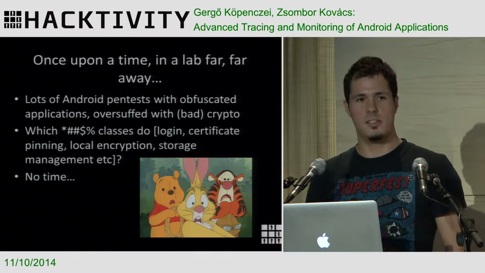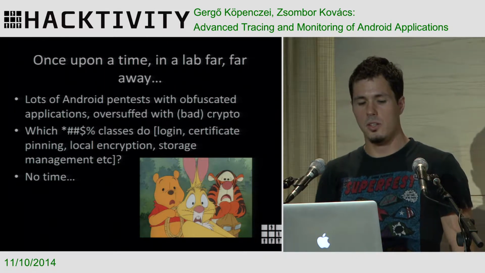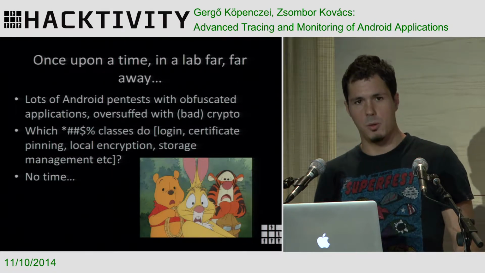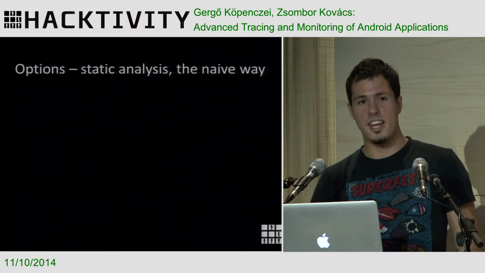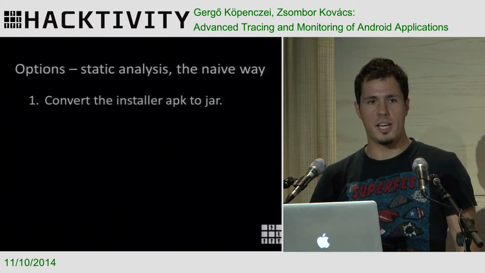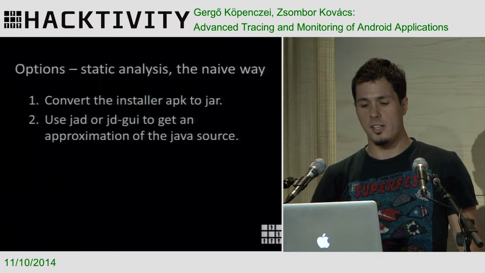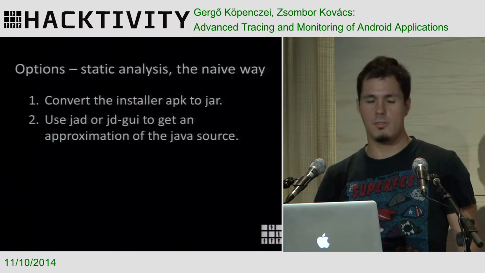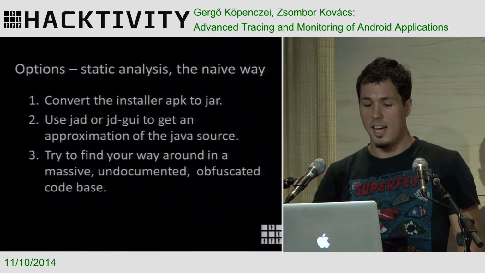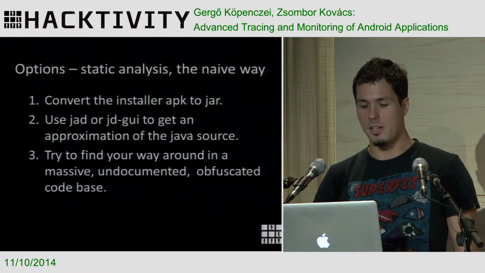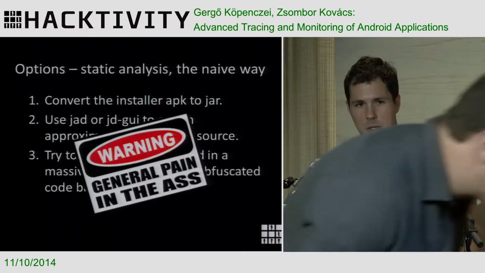And as a bonus, we didn't have too much time to do this, so we wanted to find a way how to do this in a more efficient manner. And what were our options? First, the naive way was we took the APK, the installer of the application, we converted it to jar, used JD GUI to get kind of exact representation. In fact, it's an approximation of the Java code within. And we were trying to find our way in a massive, undocumented, obfuscated code base, which took most of the time. That was a pain in the ass.